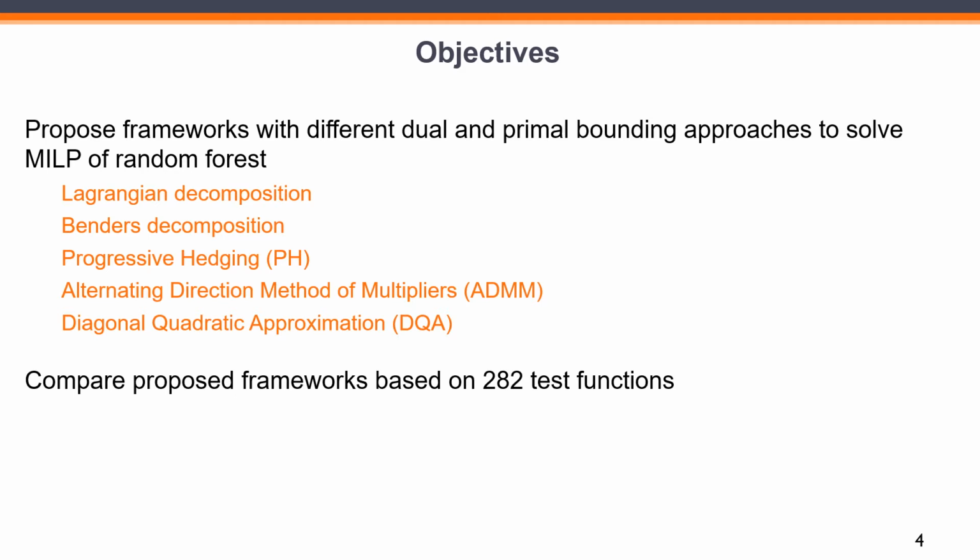In this talk, our objective is to propose frameworks with different dual and primal bounding approaches to solve the MILP of random forest, such as Lagrangian decomposition, Benders decomposition, progressive hedging, alternating direction method of multipliers, and diagonal quadratic approximation. We also compared the proposed frameworks based on 282 test functions.